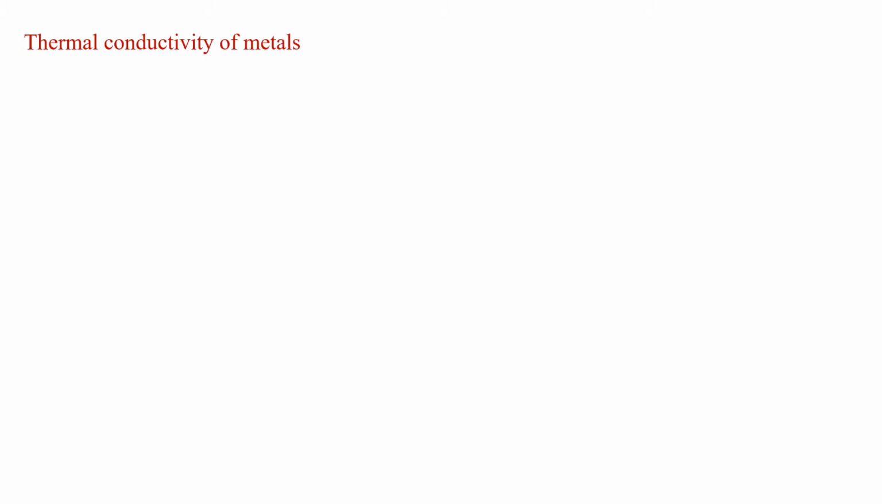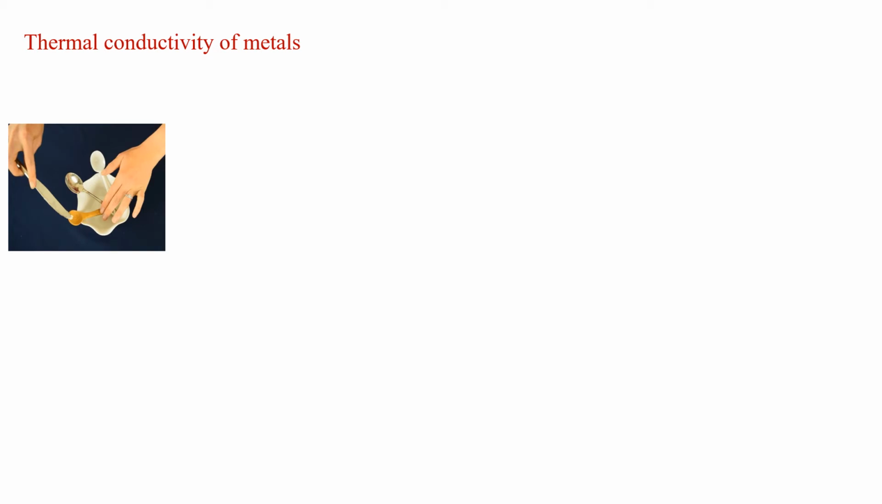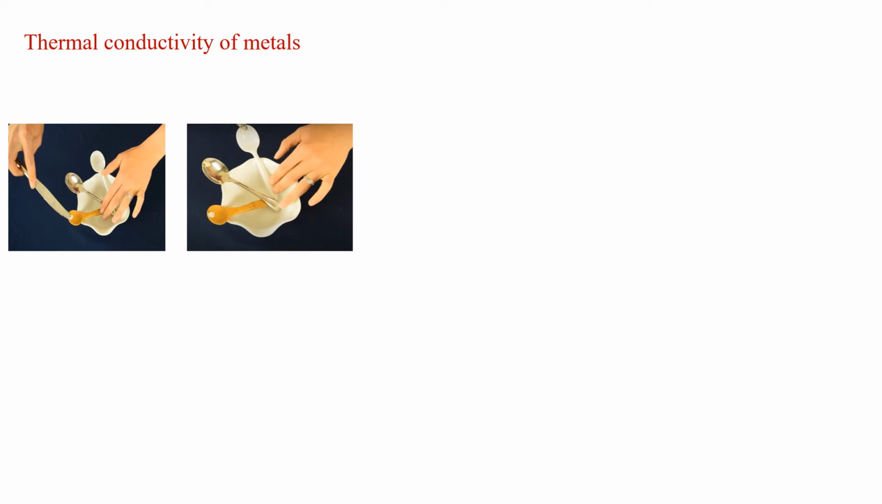Now I am going to show you a simple experiment, and we are going to learn how different types of materials conduct heat. At first we are going to take a small glass bowl, and inside it we are going to place three spoons. One spoon made of wood, one spoon made of metal, and one spoon made of plastic. Then we are going to take some soft butter.